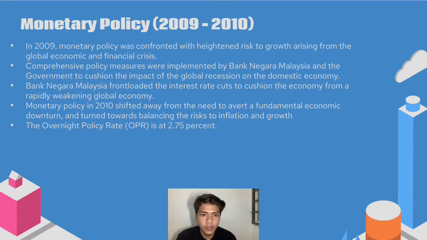In 2009, monetary policy was confronted with heightened risk to growth arising from the global economic and financial crisis. Comprehensive policy measures were implemented by Bank Negara and the government to cushion the impact of the global recession on the domestic economy. Bank Negara Malaysia front-loaded the interest rate cuts to cushion the economy from the rapidly weakening global economy. The bank reduced its OPR by a total of 150 basis points between November 2008 and February 2009 to 2%.